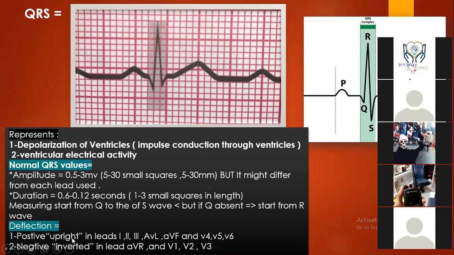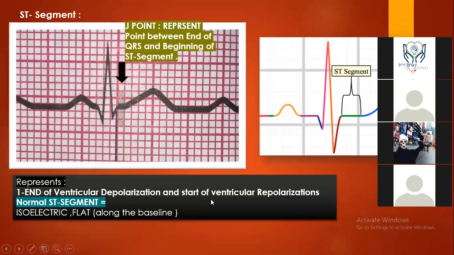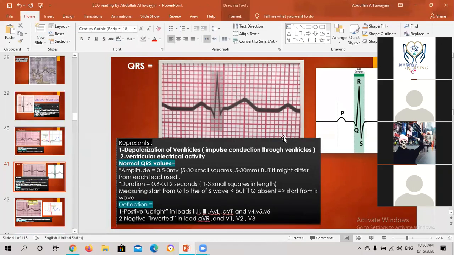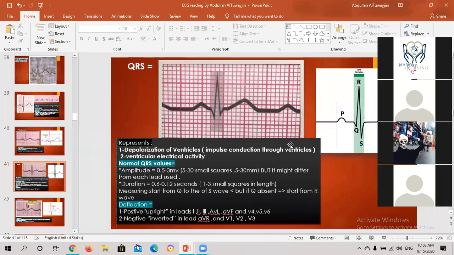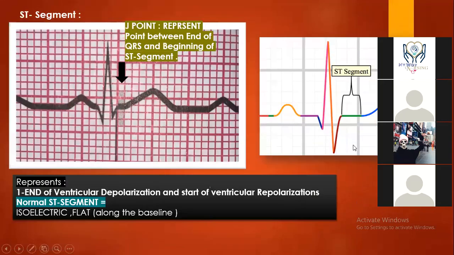Deflection: it will normally be positive, upright in lead 1, lead 2, lead 3, aVL and aVF, and from V4 to V5, V6. And negative or inverted in lead aVR, V1, V2, V3. Guys, you must consider the deflection. If you see it negative or inverted in aVR or V1, V2, V3, you don't have to consider it abnormal. It's normal. This is the normal deflection of the QRS wave.